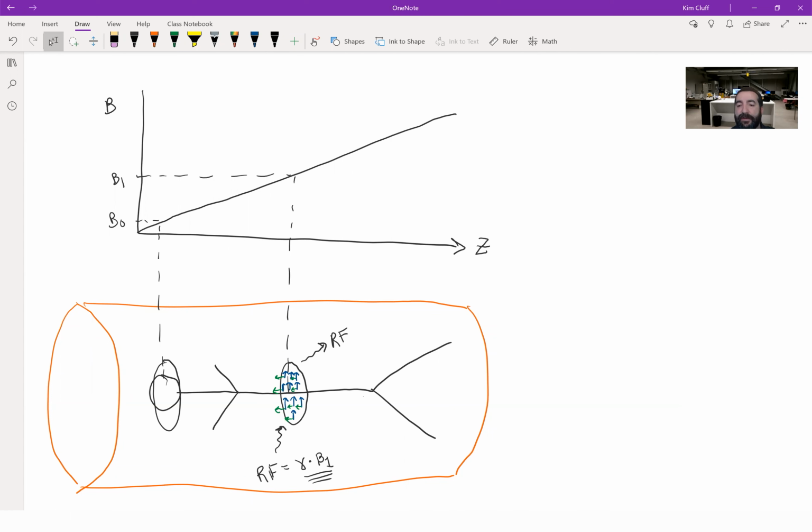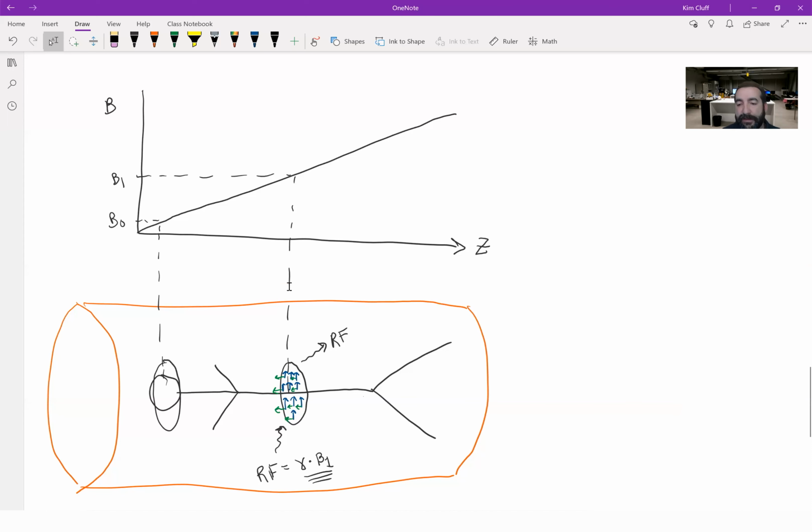Does the RF only target the hydrogen atoms? Well, it's not necessarily just the hydrogen atoms. It's that the frequency of the RF is matching the frequency of precession of the hydrogen atoms. And it's purposefully done based on the gyromagnetic ratio of hydrogen and the strength of the B field at that precise slice of the human body, or that location.